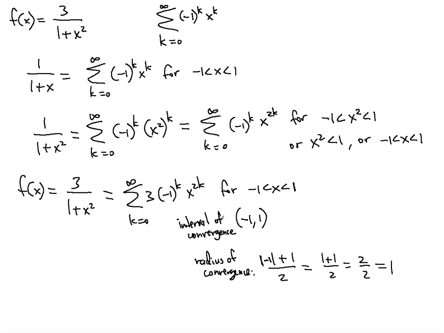Okay, so what this result means is that between the x values of negative 1 and 1, this power series that we found represents exactly the function 3 divided by 1 plus x squared, right? Or if you want to use the term convergence, this power series exactly converges to the function 3 divided by 1 plus x squared for the x values between negative 1 and 1.